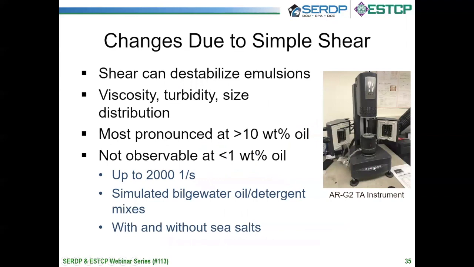So in addition to looking at static systems, we're also looking at how these systems evolve in shear. You would expect that droplets on a faster streamline, and this is a well-known phenomenon, will collide into droplets that are along a slower streamline. So this is a way to promote droplet collisions and then to have some sort of destabilization happen.